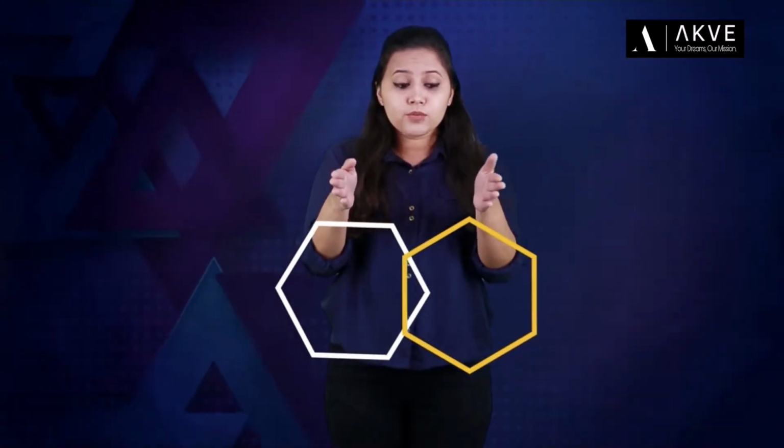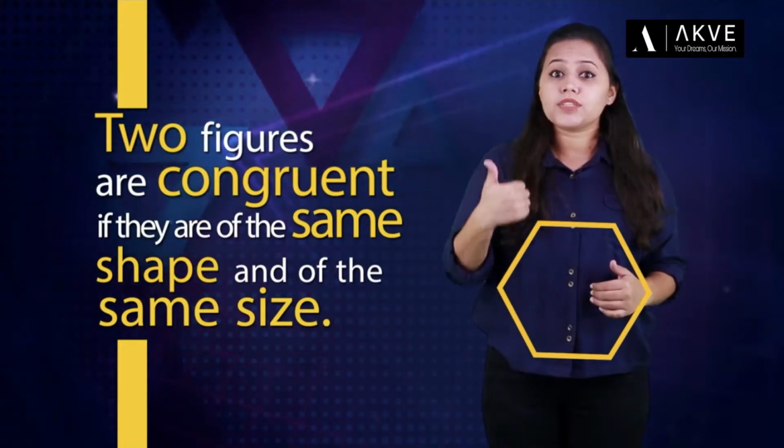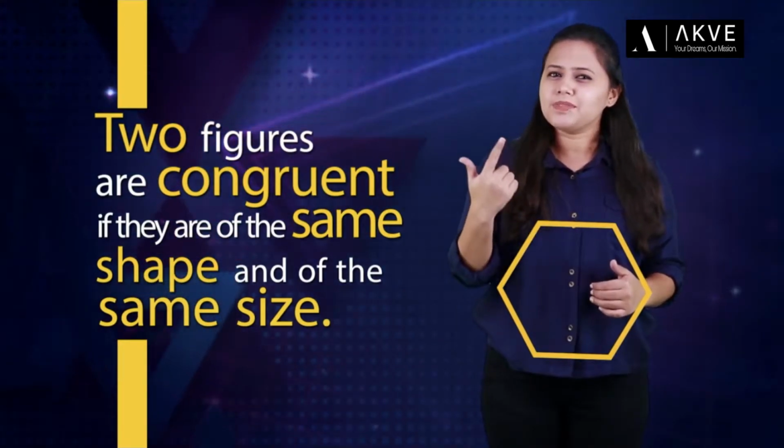I hope you guys remember that 2 figures which cover each other completely are called congruent figures. In other words, 2 figures are congruent if they are of the same shape and the same size. Let us perform some activities to get more clarity on congruent figures.